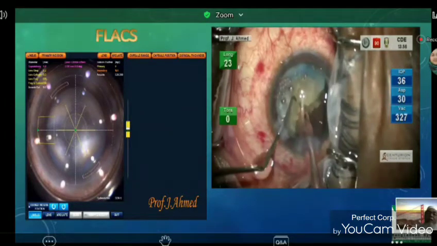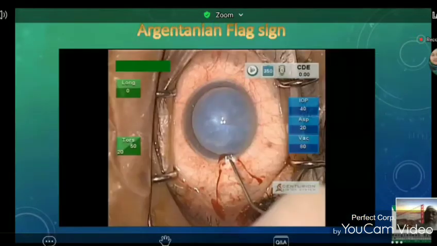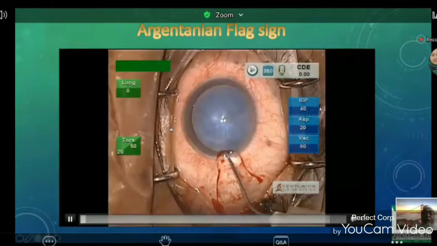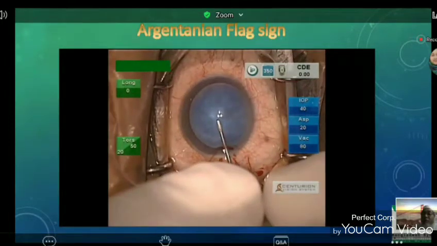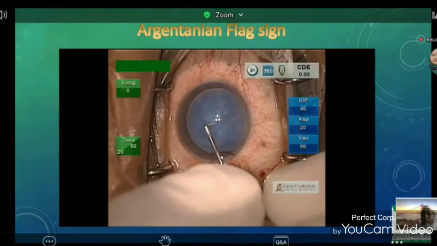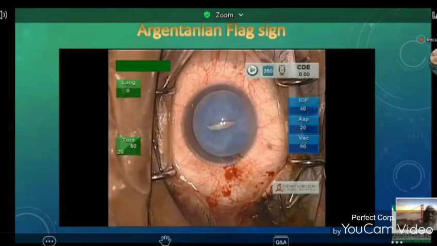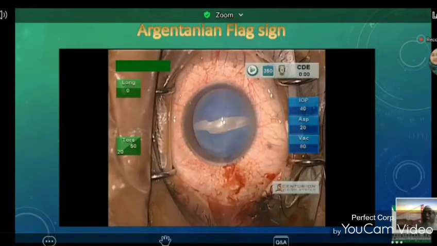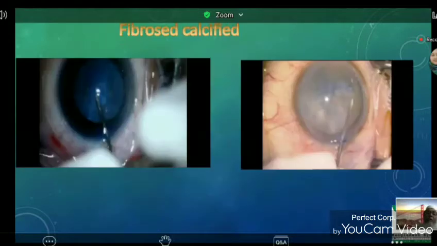Here is another video. Even with all precautions, sometimes the capsule may run out. When I enter, the anterior chamber pressure becomes very low, and as soon as we puncture the anterior capsule with high intralenticular pressure, the gush of fluid from behind the lens rushes through the small puncture and turns the rexis in a radial way and forms the Argentinian flag sign. This may happen in some cases, so we should be ready for tackling this.